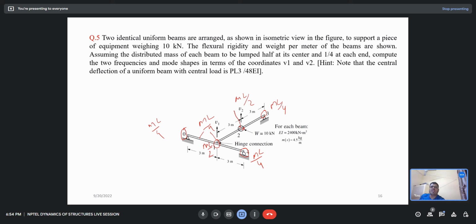The distribution of mass in each beam is to be lumped at half the mass at the center and 1 by 4 at each end. Whatever I have done, half the mass, the self weight, is ml by 2 here and ml by 4 here. Compute the natural frequency and the mode shape of this system, v1 and v2. They have also given the hint that the central deflection of the uniform beam with the central load P is PL cube by 48 EI. Have you understood the question?